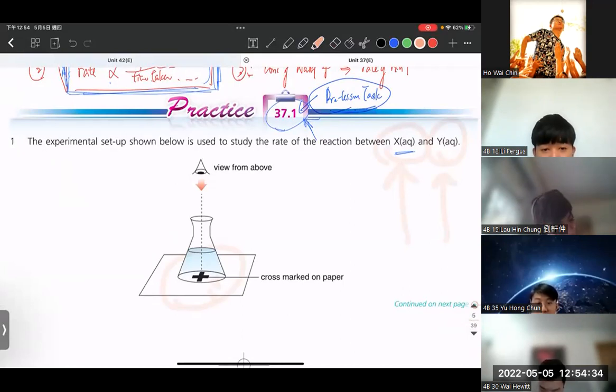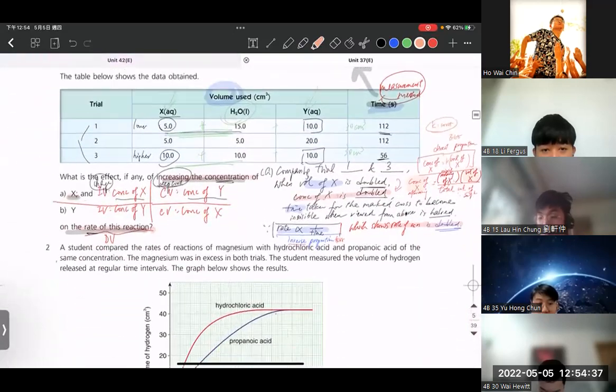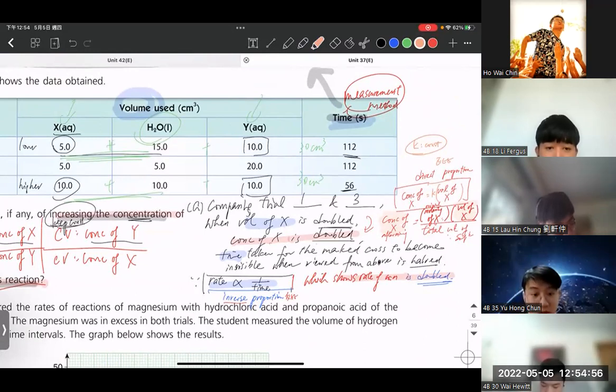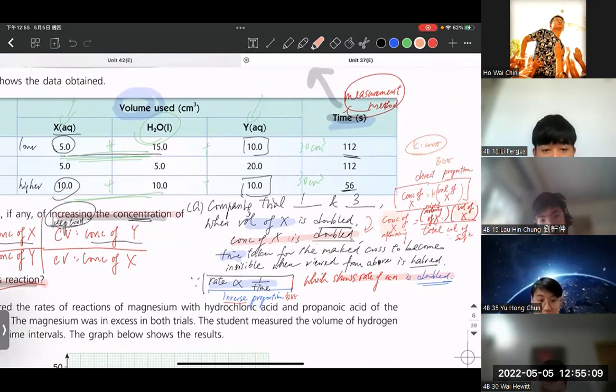And then what's next? What's next is another same trick. What I just got as the result is just time but not rate, right? So you have to tell the reader, the marker, the examiner, that you understand the concept. Rate and time should be in inverse proportion, so you have to state that clearly. Rate is inversely proportional to time. So when the time is halved, the rate is doubled. Can you see that?